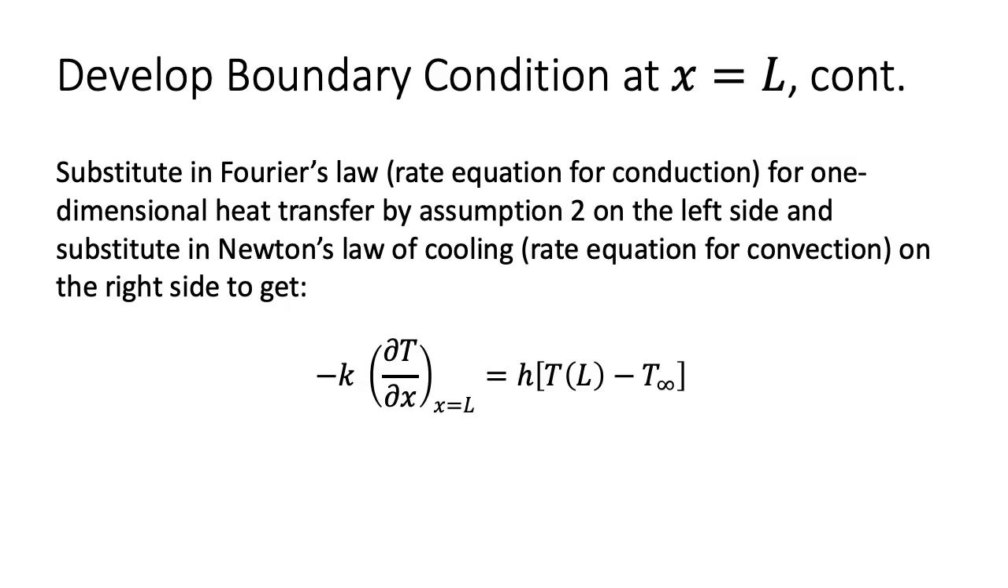In the limit where the convection coefficient is 0, which corresponds to an adiabatic or very well insulated boundary condition, the temperature gradient is 0 as expected. In the limit where the convection coefficient is very high, corresponding to very strong convection, the surface temperature at x equals L will be the same as the fluid temperature T infinity as expected.